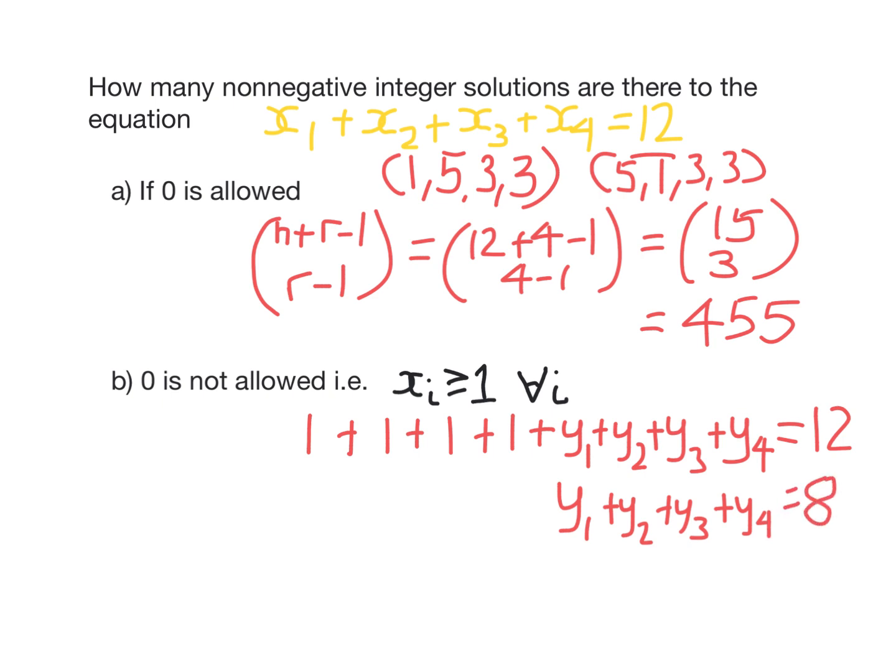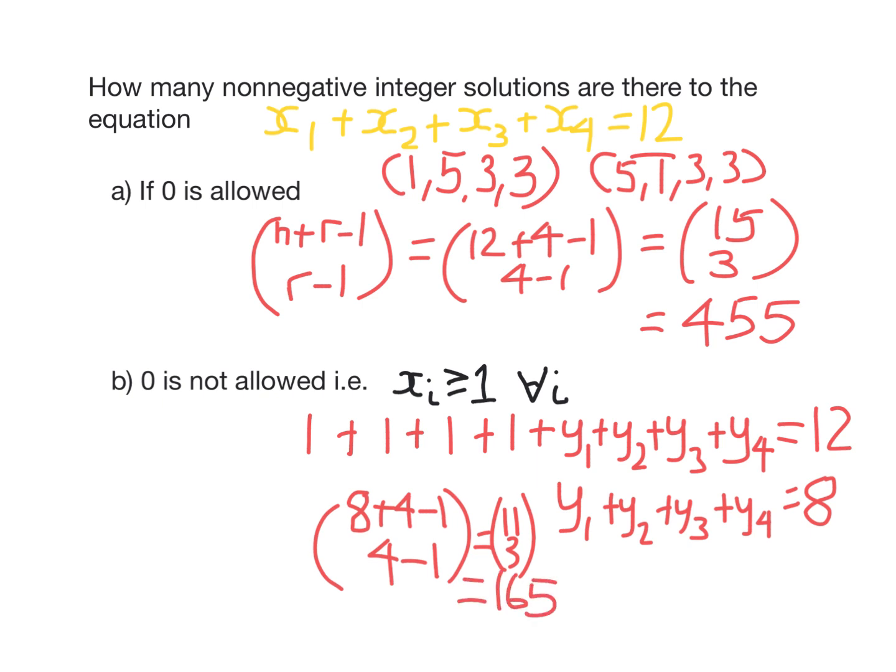So now it becomes a problem exactly like the one we did there. After we've put one ball in each bin, there are 8 balls left. There are still 4 bins. And then on the bottom, it's 8 plus 4 minus 1, which is 11. Choose 4 minus 1. So this time, the answer will be 11 choose 3, which gives us 165 possibilities.